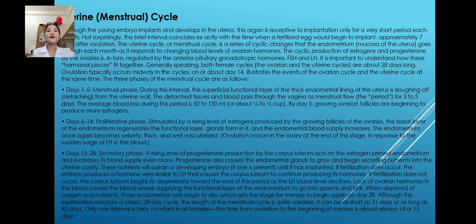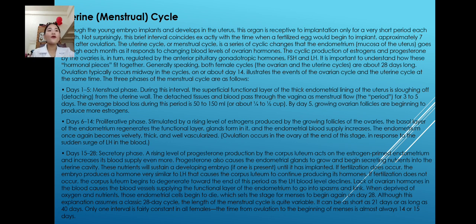During this interval, the superficial functional layer of the thick endometrial lining of the uterus is sloughing off or detaching from the uterine wall. So the detached tissues and blood pass through the vagina as menstrual flow. The period lasts 3 to 5 days. The average blood loss during this period is 50 to 150 ml, or about 1/4 to 1/2 cup.